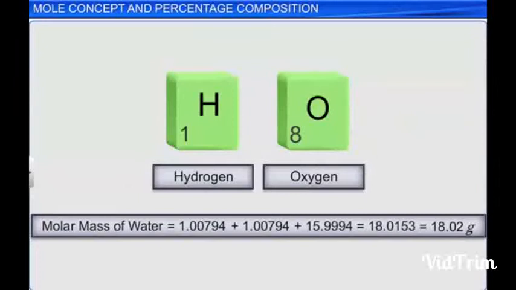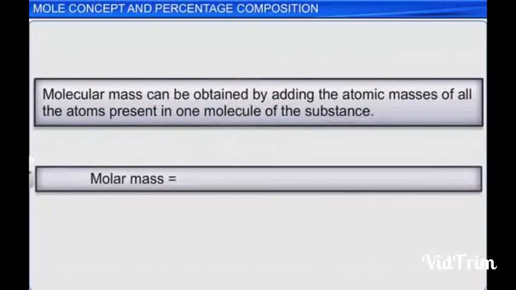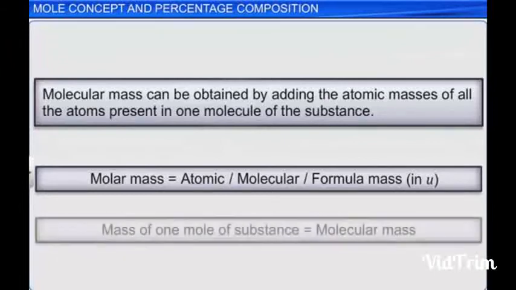If we add the atomic masses of 2 hydrogen atoms and 1 oxygen atom, we get the molar mass of water as 18.02 gram. We've learnt that molecular mass of a substance can be obtained by adding the atomic masses of all the atoms present in one molecule of the substance. And the molar mass is numerically equivalent to the atomic or molecular or formula mass in u. Thus, we can conclude that the mass of 1 mole of any substance is equal to its molecular mass.